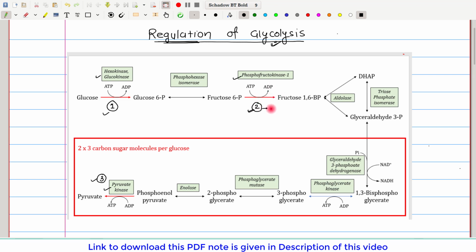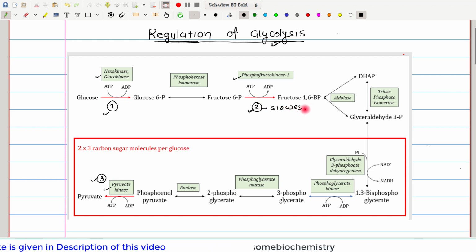The reason is that this is the slowest step of glycolysis. So this step determines the rate of the entire glycolytic pathway, right? Because it is the slowest, it becomes the rate limiting step. So if you manipulate the speed of this step, then the speed of the entire glycolytic pathway will be effectively manipulated.